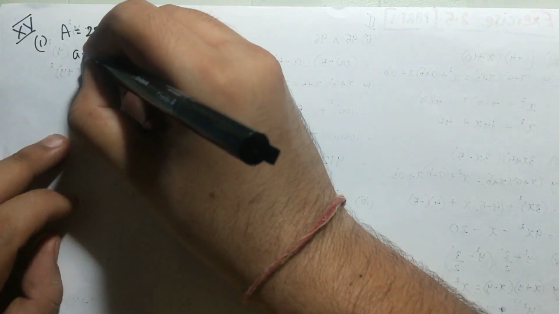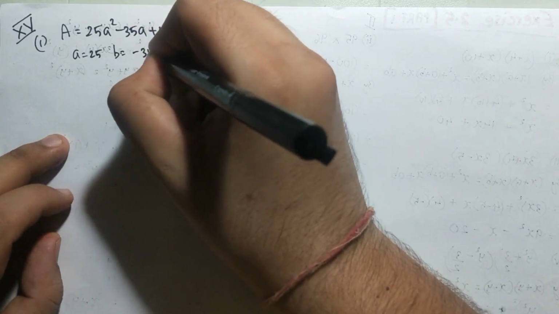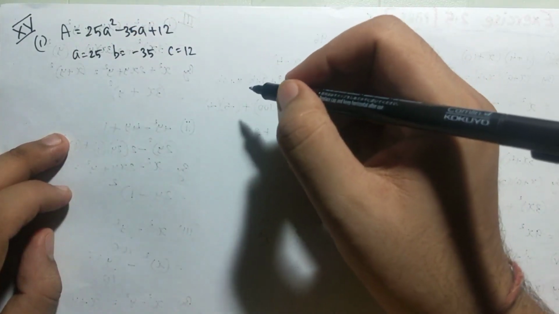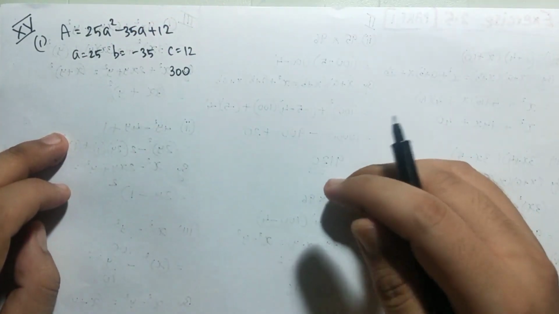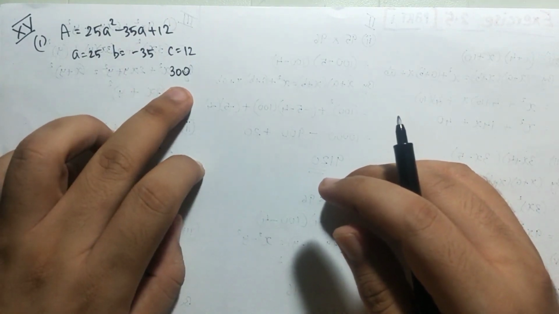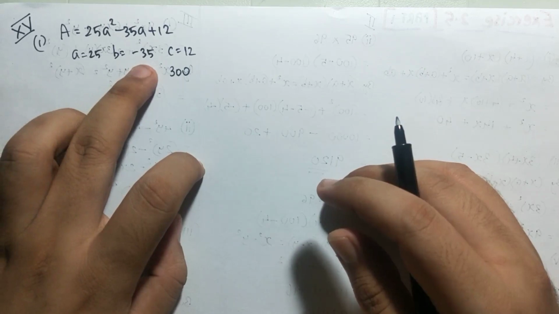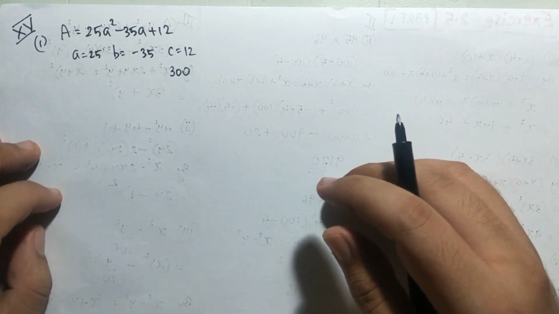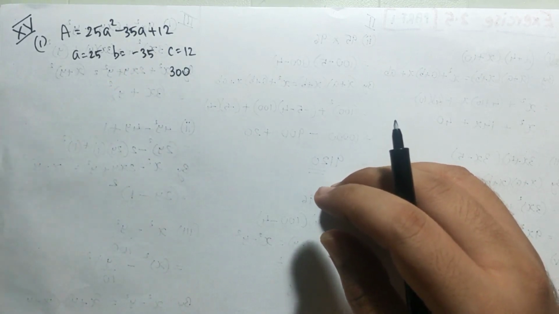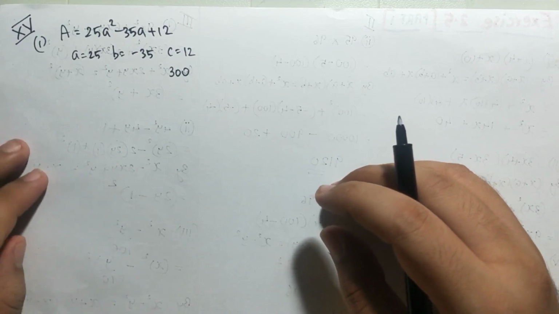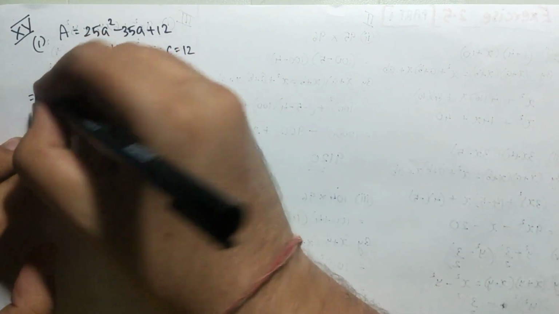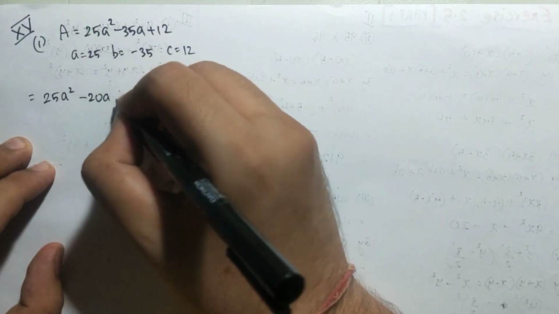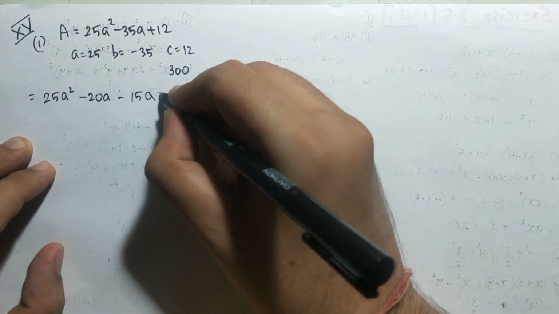So A would be 25, B would be minus 35, and C would be 12. 12 into 25, that is 300. Think of two numbers, multiplying should give 300 and addition should give 35. So the answer is 20 multiplied by 15. So this will become 25a square first term as it is, minus 20a minus 15a plus 12.